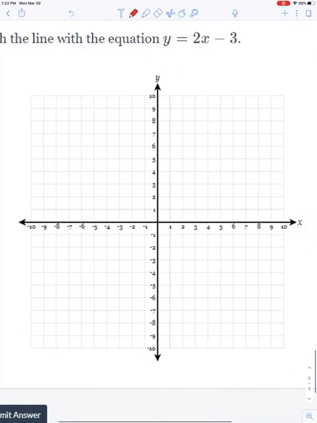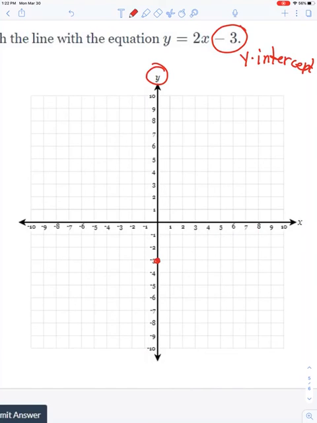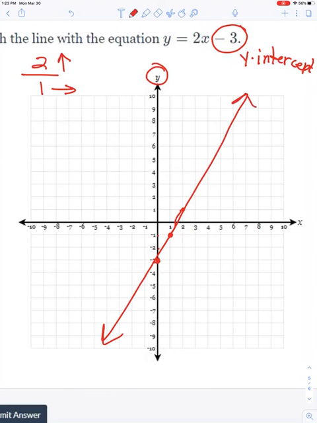Okay, again, this one, this is my y-intercept. So this time I have negative 3. Y-axis, negative 3. Put a point. This is my slope. Since there's not a denominator, I just put it over 1. Everything's positive, so that means up and to the right. So right here, up 2, to the right 1. Up 2, to the right 1. And there would be my line.